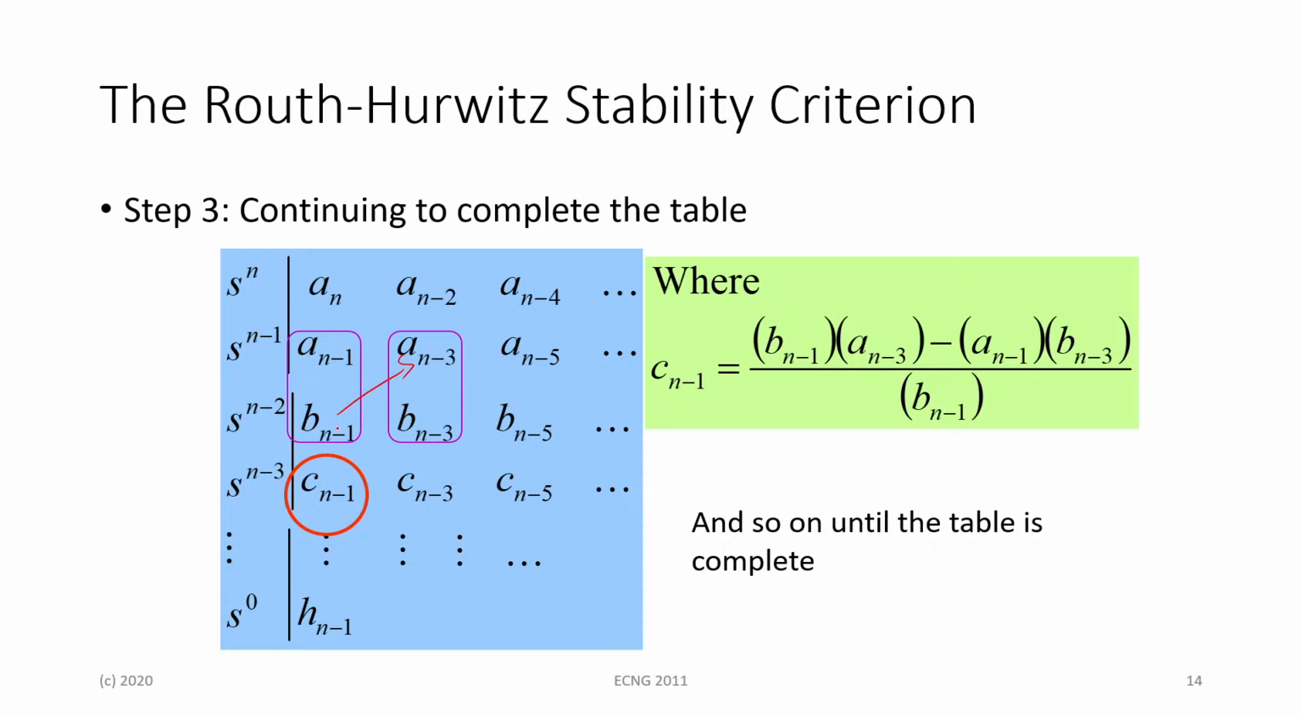So you can see here b n minus 1 and a n minus 3 multiply by each other. And then b n minus 3 and a n minus 1 multiply by each other. And we divide by our new start point here, which is going to be b n minus 1 in particular. And that determines our C n minus 1 value, which in our practical example, is going to be the values here for S to the power 1.